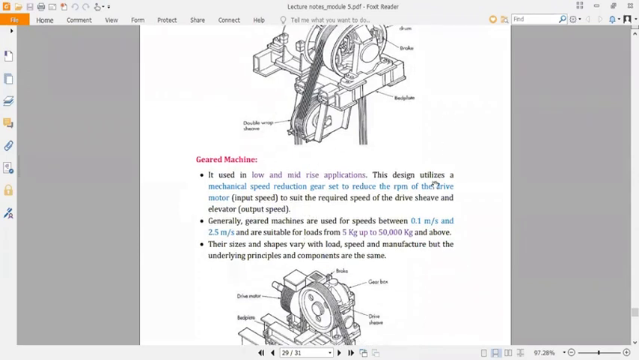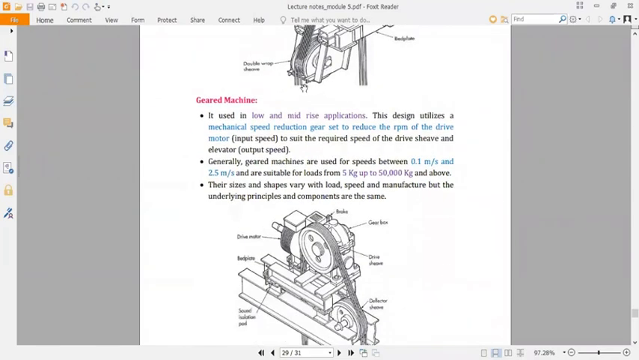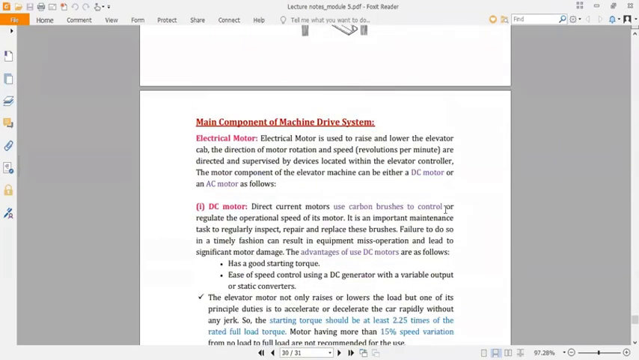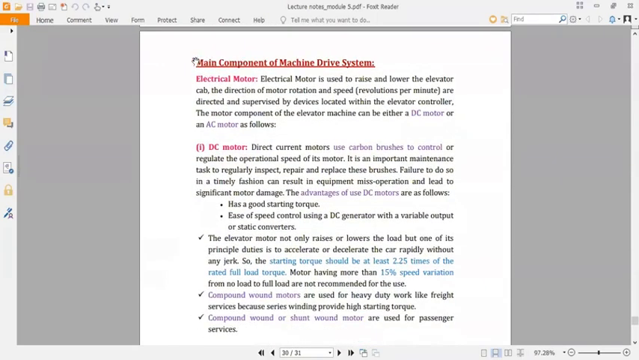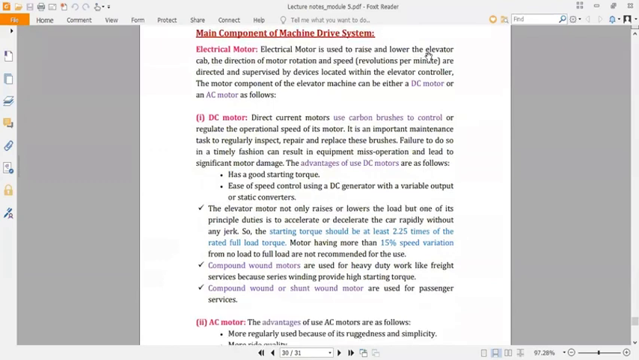So different types of the construction or mechanism are there. Okay. They are the mechanical type of the consideration, you can say. Okay. So a different mechanism is used as per the application. Okay. Different applications. So our main focus is this electric motor. Okay. The main component of this machine drive system, that is the electric motor. So which type of motor we are using in the elevator? Anyone have any idea?